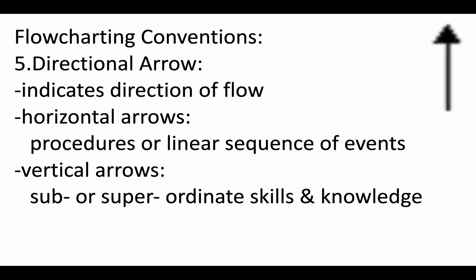Number 5, the directional arrow. This is obviously used a fair bit. It indicates the direction of flow for a phenomenon. There are 2 main types, the horizontal arrow and the vertical arrow. The horizontal arrow depicts procedures or linear sequence of events, while the vertical arrow helps to show sub or superordinate skills and knowledge.